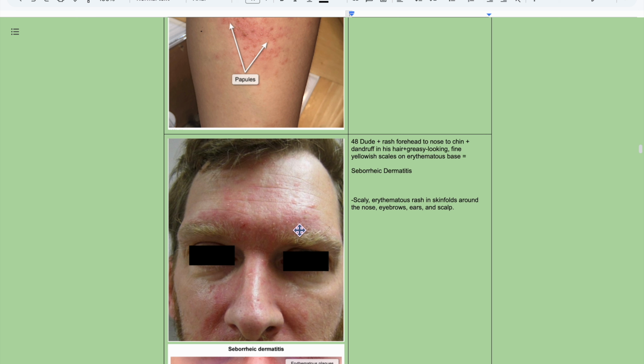Okay, so the history here was a 48-year-old man with a rash on his forehead, nose, and chin, with dandruff in his hair, greasy looking, fine yellowish scales on an erythematous base. This is called seborrheic dermatitis. Scaly erythematous rash in skin folds around the nose, eyebrows, ears, and scalp.